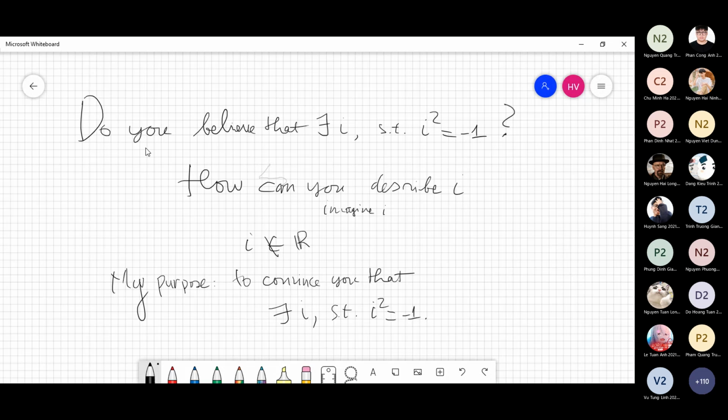Why? How can you describe it? How can you say that this is not nonsense? Because I cannot imagine how you can multiply something to obtain minus 1. This is unreal. But I will show you that actually there exists such an i such that i squared is equal to minus 1. And now I will construct such an i.